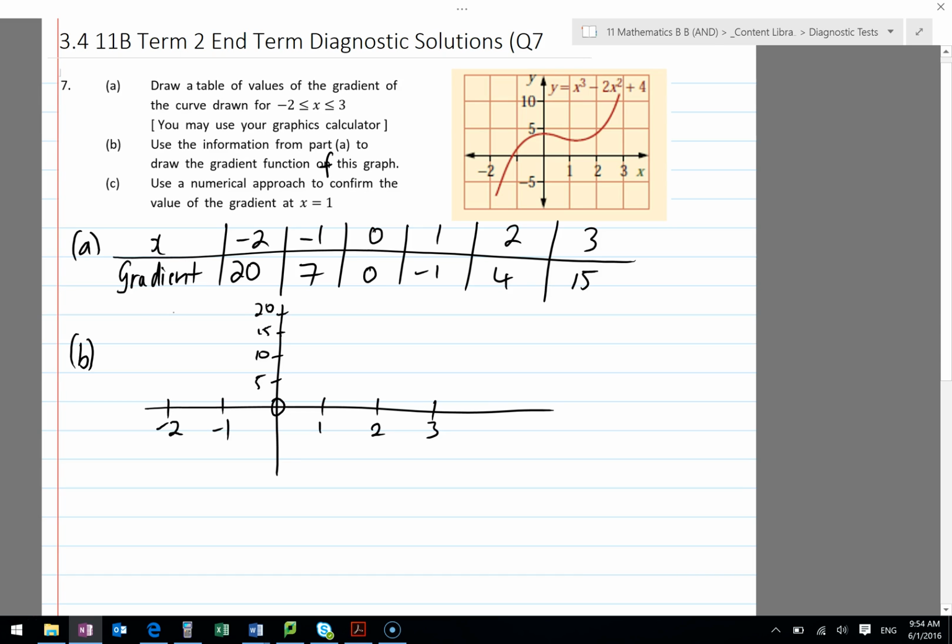So at -2, the slope is 20. At -1, the slope is 7. At 0, the slope is 0. At 1, the slope is -1. I forgot about you.